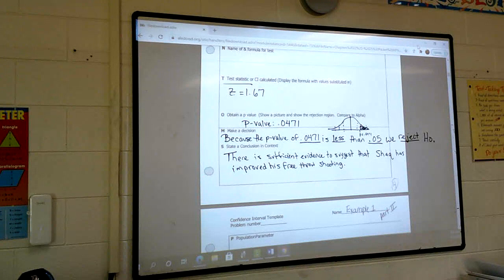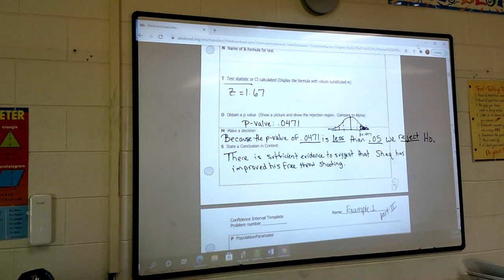Now, if the p-value would have been greater than 0.05, greater than our significance level, we would have said we failed to reject H0. And if you fail to reject it, that means you just go with the null. So you would say there is not sufficient evidence to suggest that he's improved his free throw shooting. So in that second sentence, you're always talking about what the alternate is, what you're trying to prove. Either there is sufficient evidence that happened, or there's not sufficient evidence to suggest it. Just like you either reject the null hypothesis or you fail to reject the null hypothesis. If you reject it, then you had sufficient evidence.